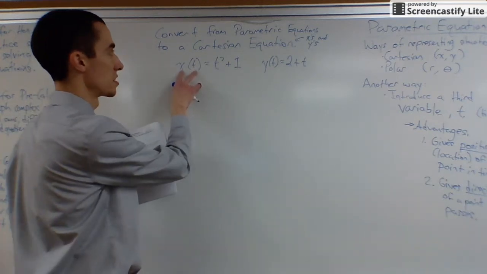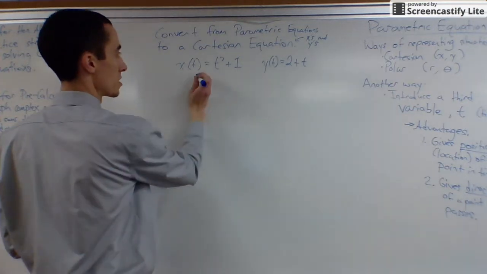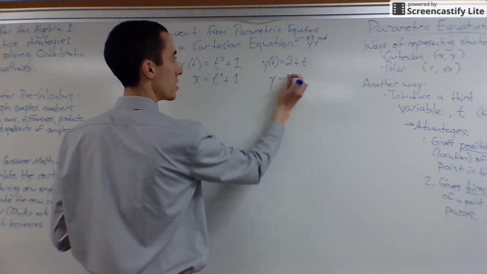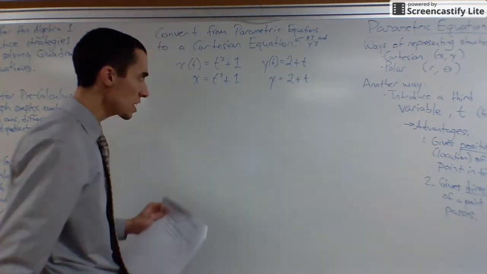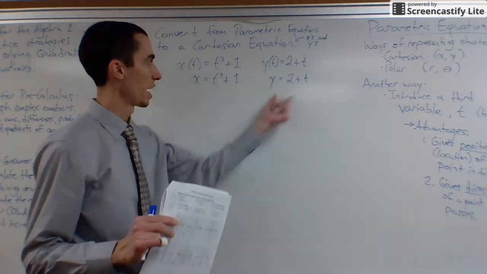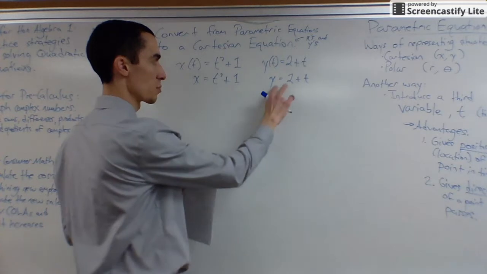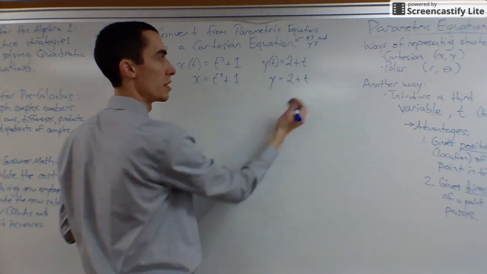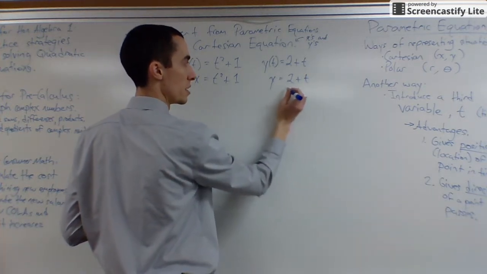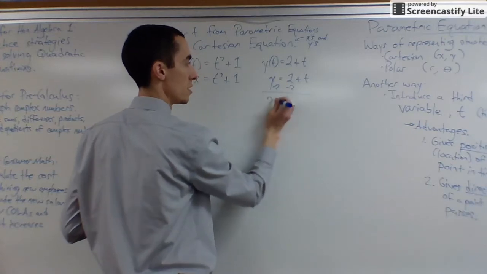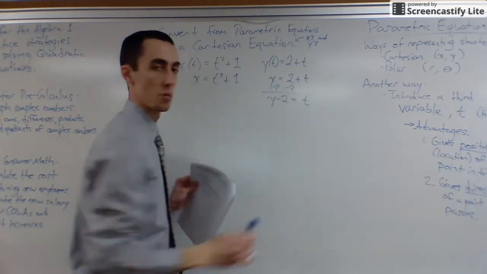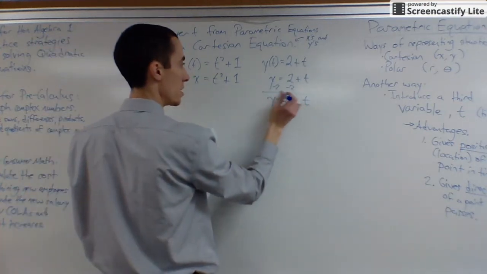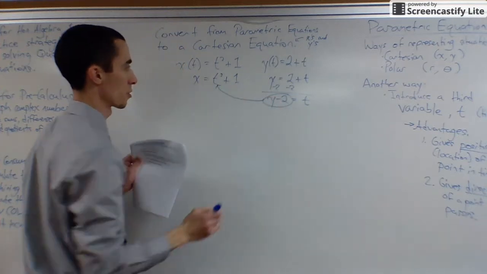So this says x of t and this says y of t. Just treat them as x and y. So we want to solve one of the equations for t and then plug it into the other. Now this one looks easier to solve for t because I just have a regular t here and a t squared over here, so I don't want to mess with that one yet. So solve this one for t, subtract 2 from both sides. We have y minus 2 equals t. So now this one is solved for t, so we'll substitute that in place of t in our other equation.